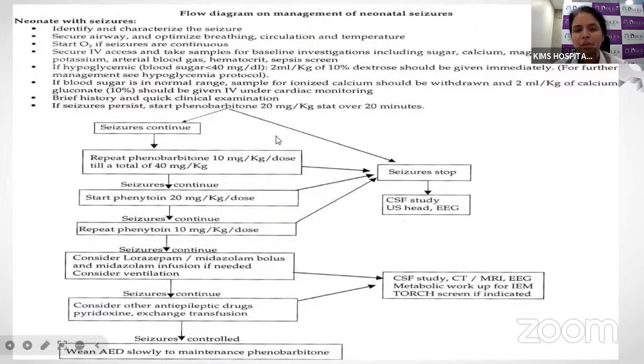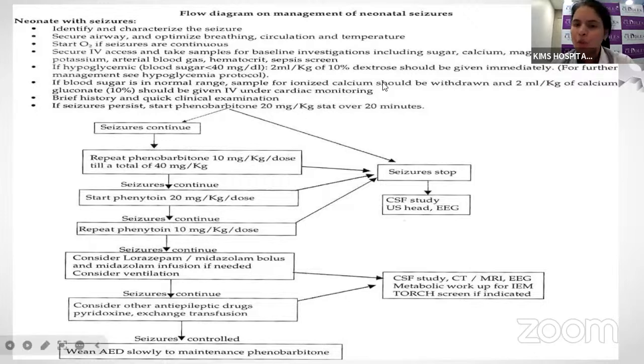If the baby is hypoglycemic with a blood sugar of below 40 milligrams per deciliter, the newborn needs to receive an intravenous bolus of glucose at the rate of 2 ml per kg of 10% dextrose. That should be given immediately, and this should be followed by a glucose infusion rate of 6 to 8 milligrams per kg per minute.